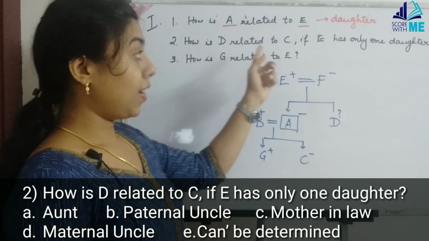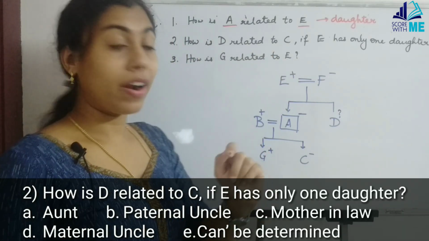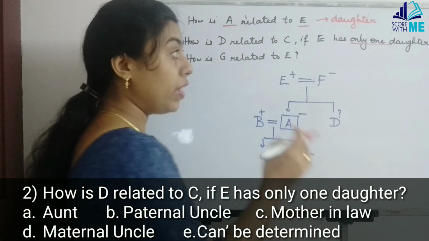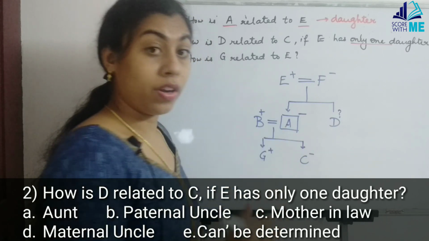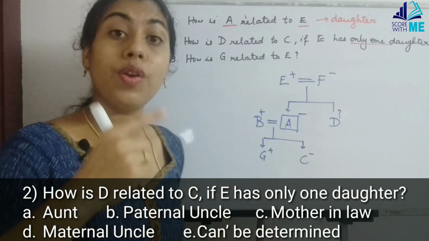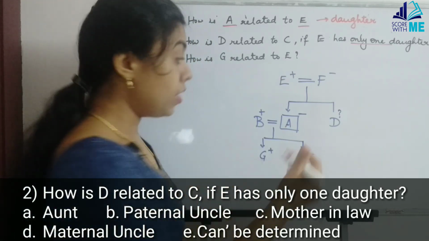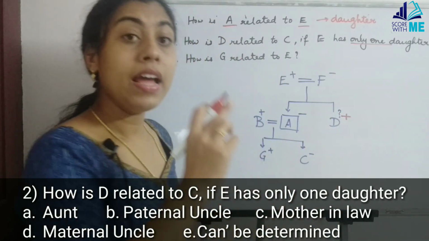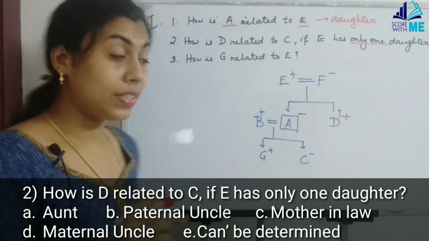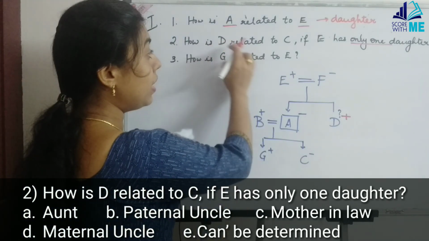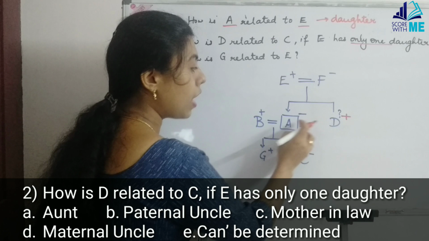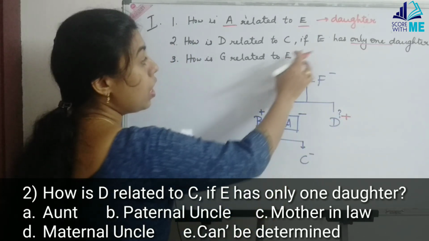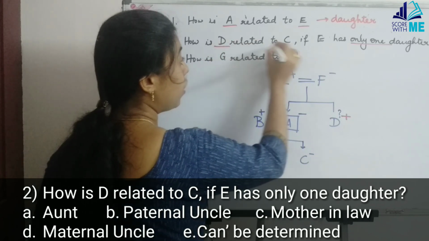How is D related to C if E has only one daughter? E has only one daughter means we need to understand they already have a daughter. So only one daughter means they can no longer have another daughter. So if A is a daughter, D should be a male, and that gender is only for this question to solve the relationship between D and C. So D is the son, A is the daughter. Now their 2 children's gender we know.